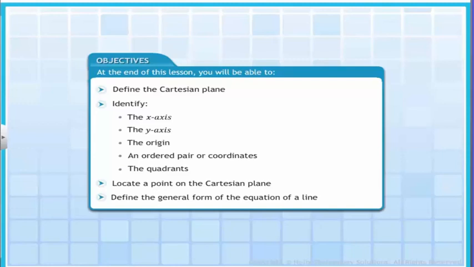At the end of this lesson, you will be able to define the Cartesian plane, identify the x-axis, the y-axis, the origin, an ordered pair or coordinates, and the quadrants. Locate a point on the Cartesian plane and define the general form of the equation of a line.